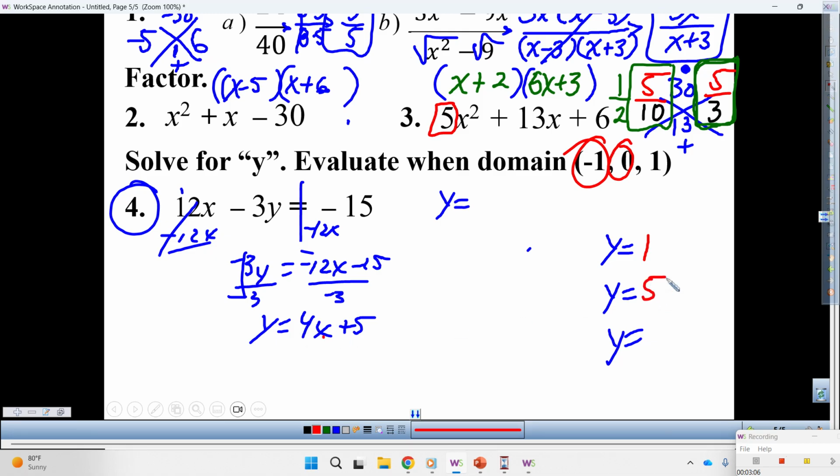5 is correct. Let's go to the last one, which is 1. Substitute that in there, and we get what? Oscar. 9. That is correct. Check your work, please. All right, let's go to number 5.